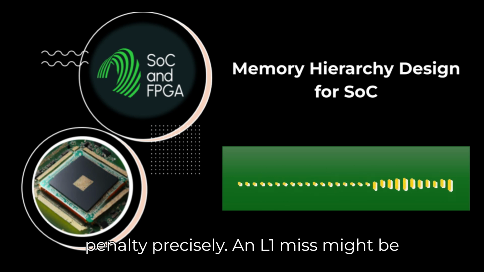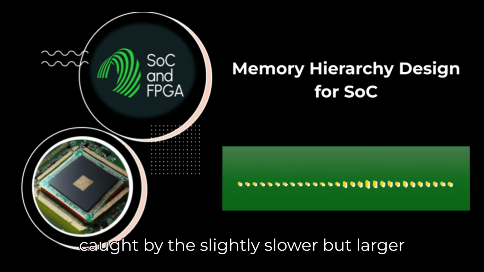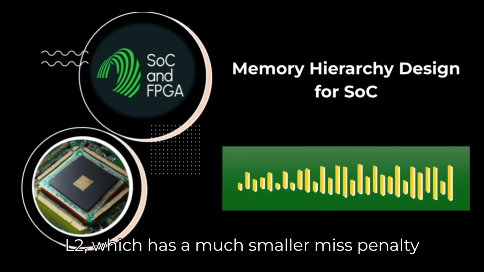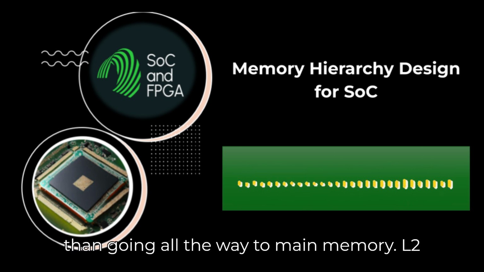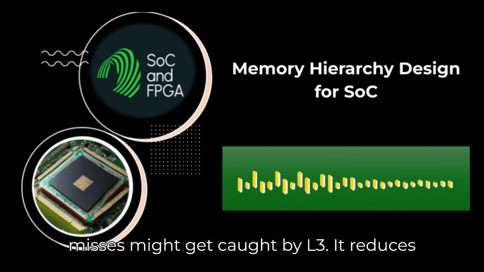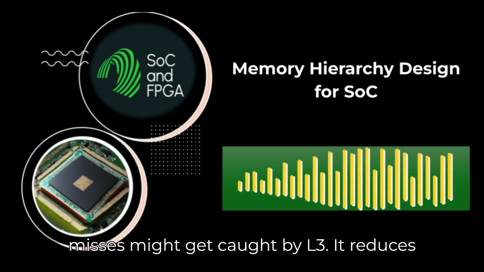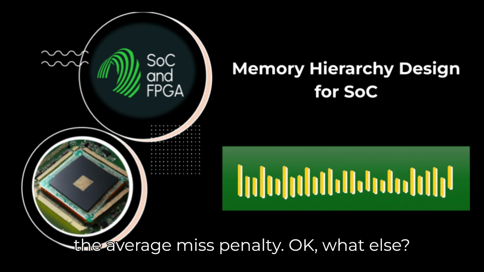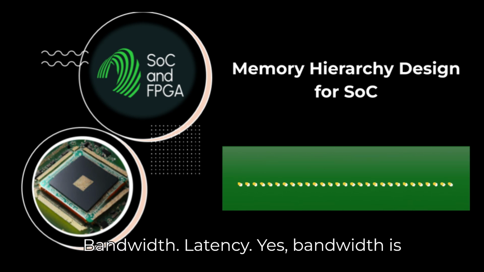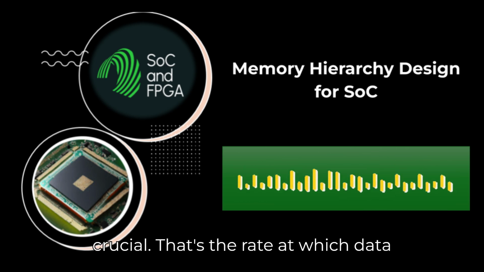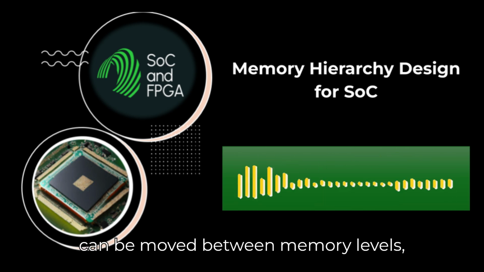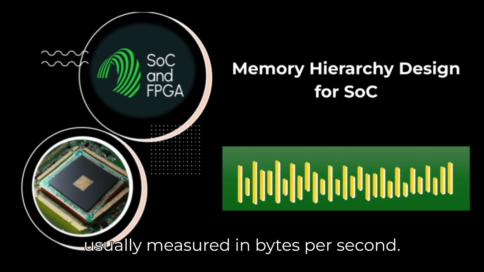Precisely. An L1 miss might be caught by the slightly slower but larger L2, which has a much smaller miss penalty than going all the way to main memory. L2 misses might get caught by L3. It reduces the average miss penalty. Okay. What else? Bandwidth. Latency. Yes, bandwidth is crucial. That's the rate at which data can be moved between memory levels, usually measured in bytes per second.